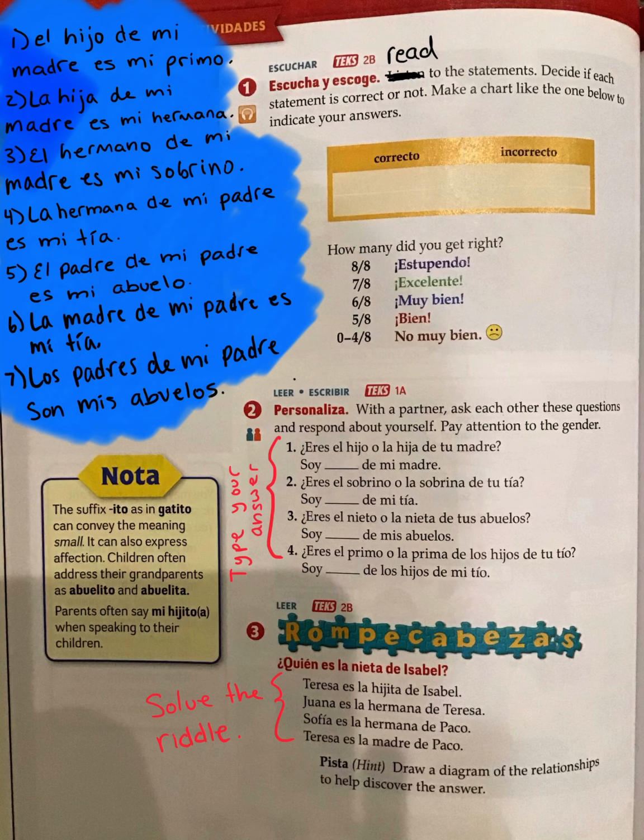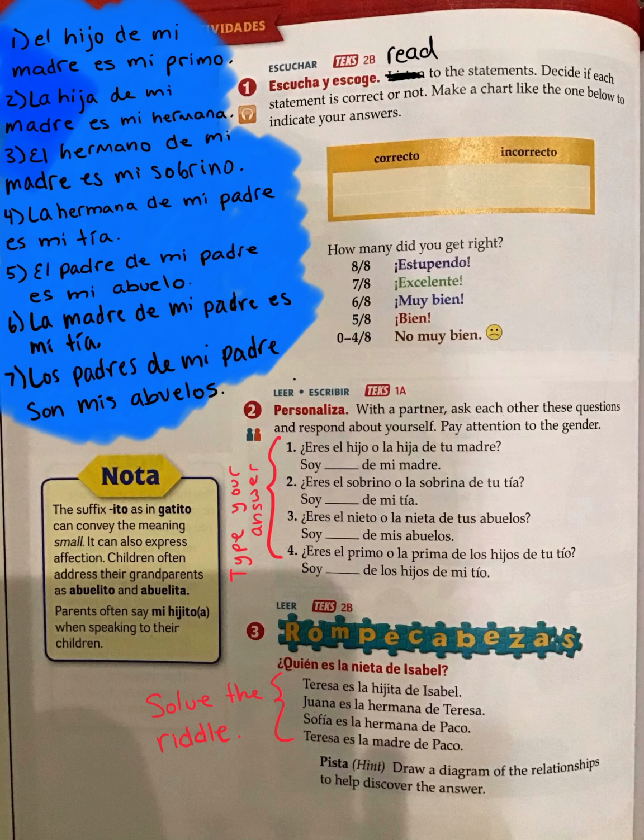On number 2, there's 4 questions. It's asking about yourself. So this is using our verb ser. You have to have watched the ser video to really understand what's going on here. It says, eres el hijo o la hija de tu madre. So number 1 is asking, are you the son or the daughter of your mother? This is a personal question. If you're a girl, you're going to answer la hija. If you're a boy, you're going to answer el hijo.